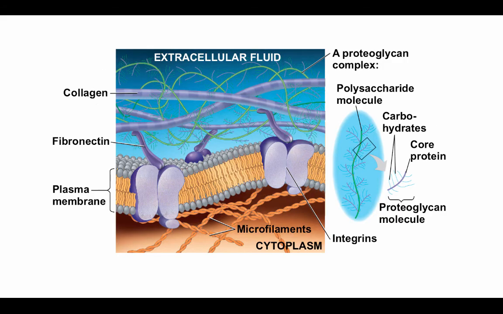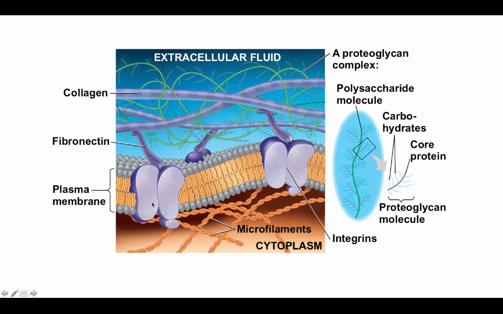So let's take a look at how this is arranged. So here we see collagen fiber. This is a very common structural protein in things like the dermis of the skin, and as an important component of bones and cartilage. And here is one of those fibronectin proteins that's kind of holding this cell in place and creating a communication between these embedded proteins in the cell membrane known as integrins.